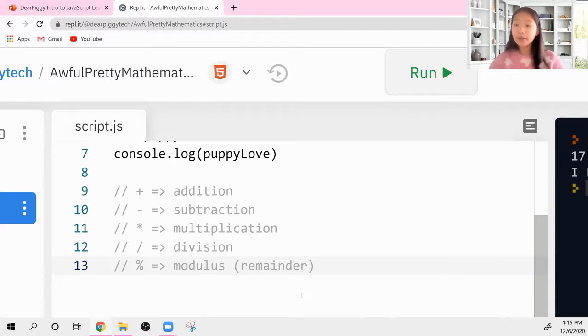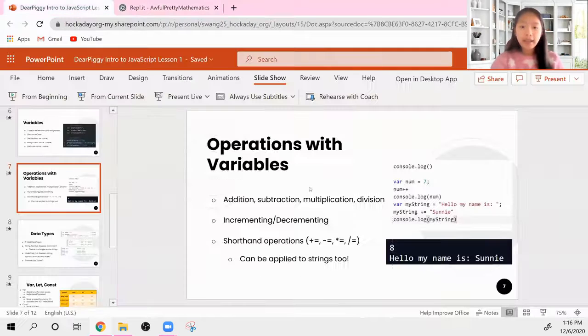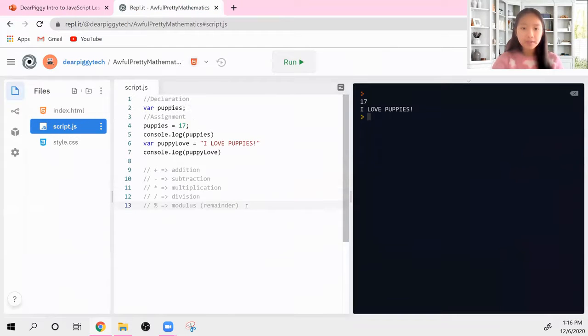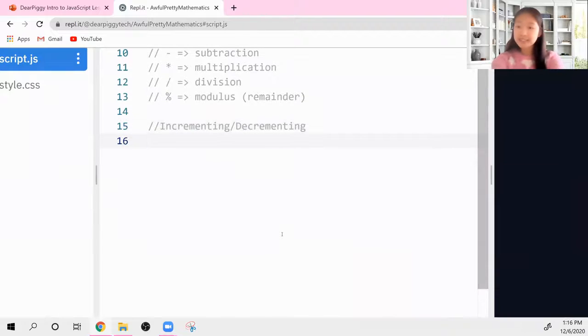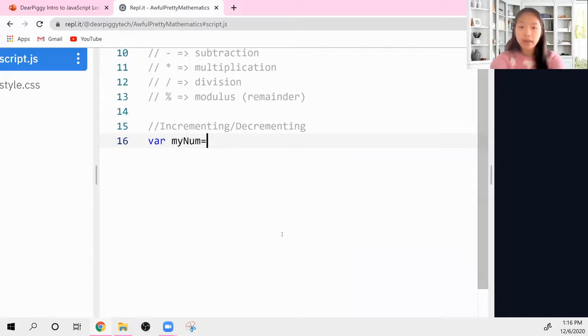So this is kind of like our key. This is what these operations are. We don't need to review these because hopefully we learned all of them when we were in pre-K. Let's go over here, and we're going to talk about incrementing and decrementing. So I'm going to say we're going to work on incrementing and decrementing now. I'm going to create my own variable again, and I'm going to assign it and declare it in one line. var myNum, again using camel case, is equal to, let's just use 9 for now.